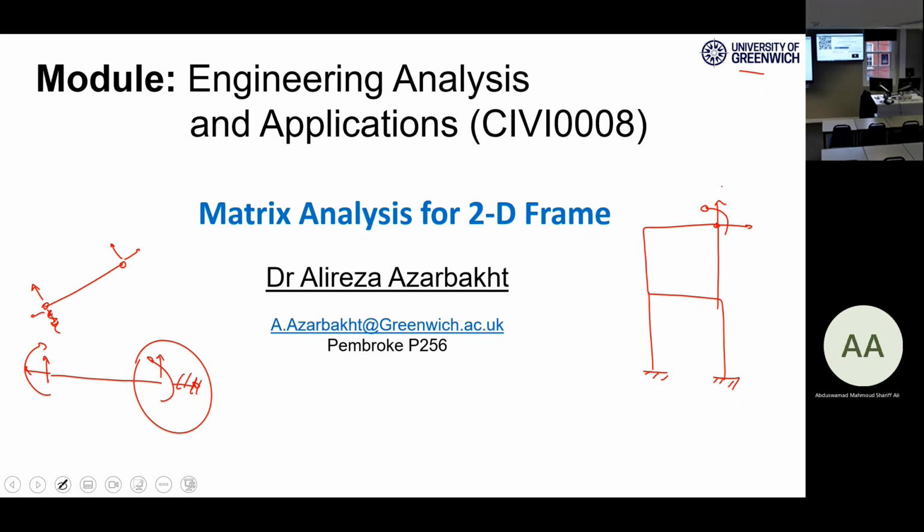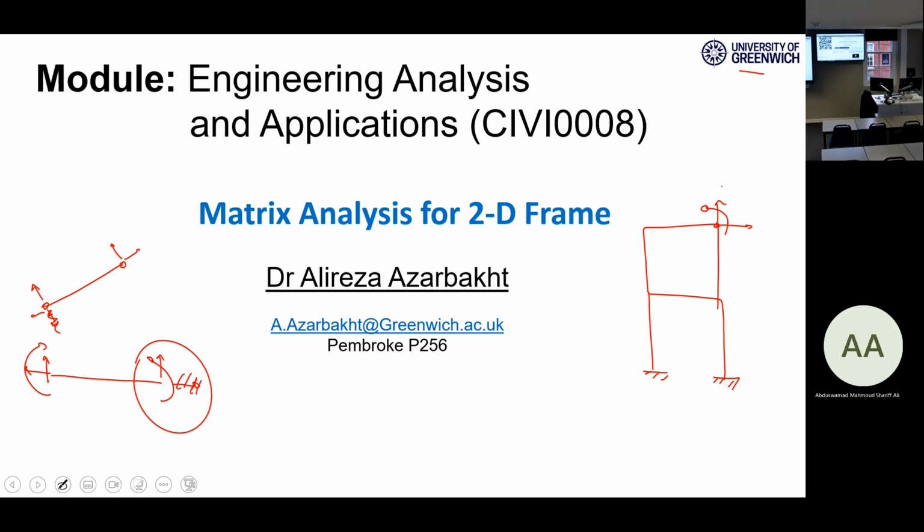Right? What about if this structure is 3D, not 2D? This is a 3D structure. 4 columns, 1 slab, 4 beams. This node, how many degrees of freedom does this node have? 6. Absolutely correct. It can go X, Y, Z. It can rotate X, rotate Y, rotate Z. Right? So in 3D form, we have 6 degrees of freedom in general.